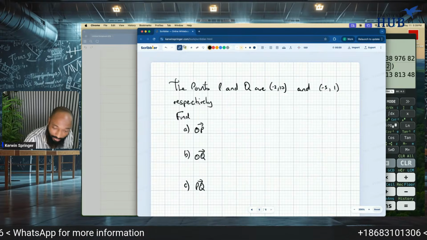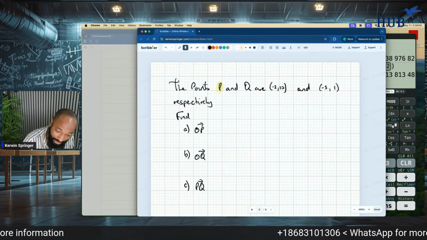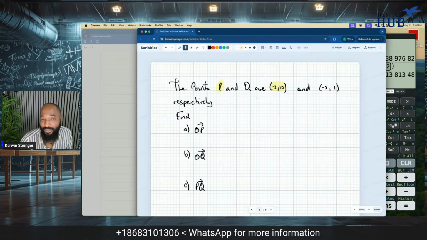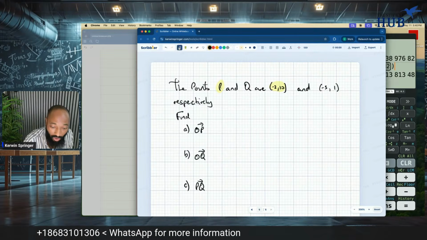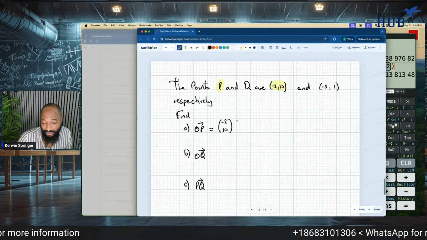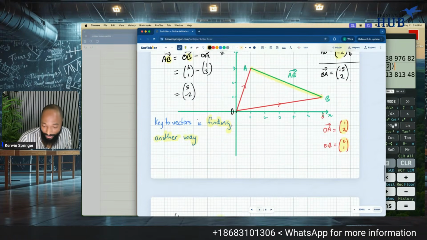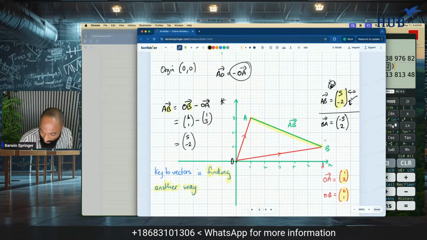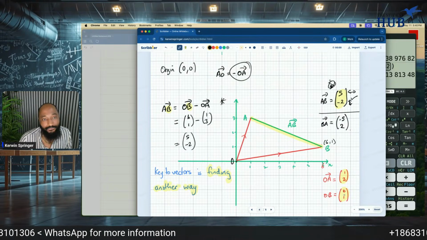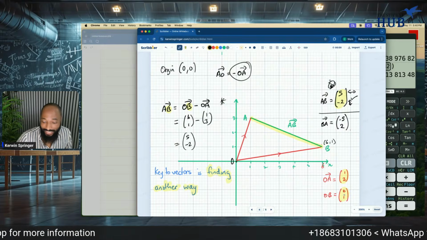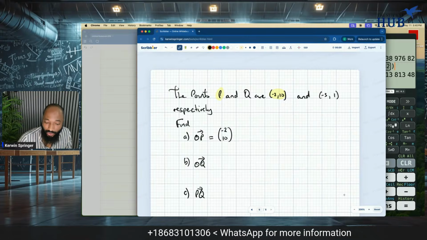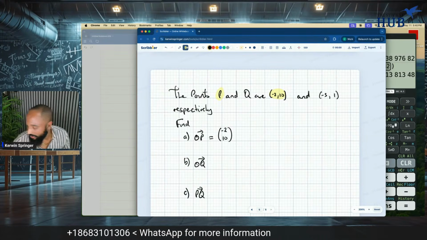Remember I told you, in vectors, they give you a point, and then they ask you the position vector for that point. All you have to do is write back the point like this. You all didn't see when we were doing that just now? That's the answer, right here, OP. Remember I told you B was 6, 1. So OB is 6, 1. That is it. So what do you think OQ is going to be? OQ is going to be what? I need another color for this highlighter.